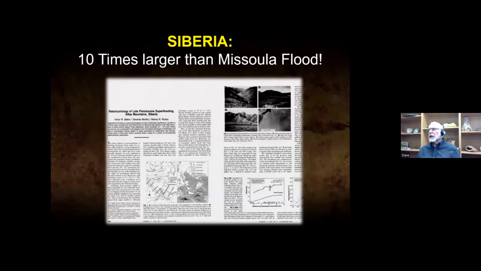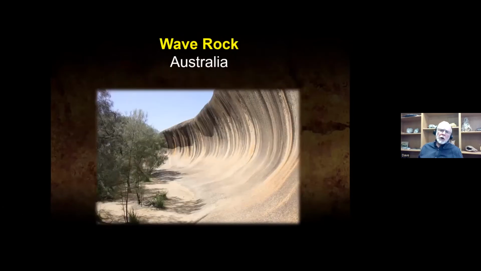Well, I mentioned a couple here in just Western United States of these major floods, but there's also another flood that was 10 times larger than the flood at Missoula. You can look for that in Science Magazine. Whole mountain ridges were left as ripple marks, and great big canyons formed with a huge collapse of a lake up in Siberia. Let's go to Wave Rock in Australia.